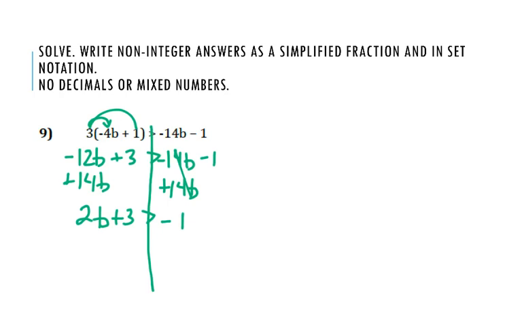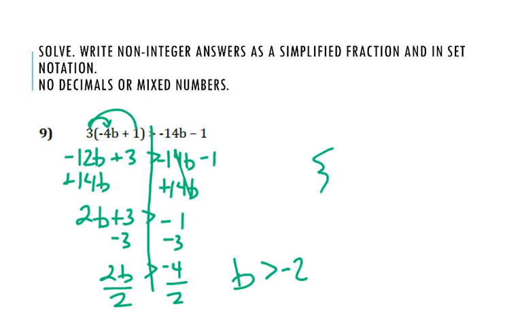Now we're going to do the opposite of what's happening to our variable b. So we're going to subtract 3 from both sides of the inequality. We get negative 4 on the right and 2b's on the left. Then we're going to divide by 2, and we get b is greater than negative 2, and it stays greater than since we divided by a positive. Now putting this into set notation, we have the set b such that b is greater than negative 2.